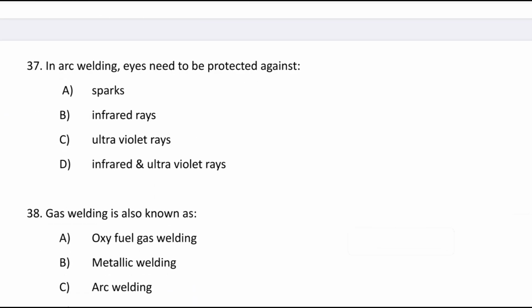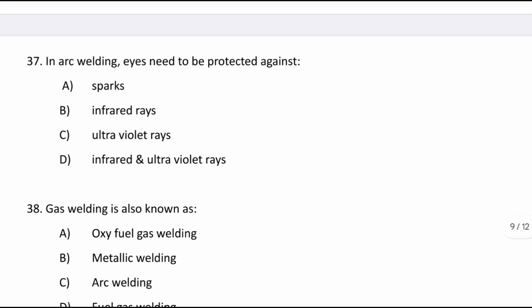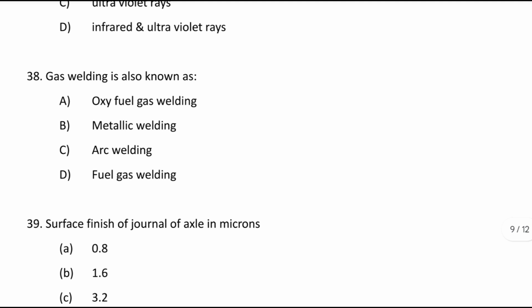37. In arc welding, eyes need to be protected against A. Sparks. B. Infrared rays. C. Ultraviolet rays. D. Infrared or ultraviolet rays. In this question, the correct answer is D. Infrared or ultraviolet rays.